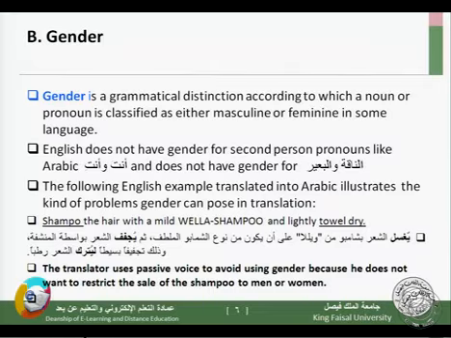And commercially, they want to sell the shampoo to men and women, you know, so they say shampoo the hair with a mild Wella shampoo and lightly towel dry. We don't know whether they are addressing women or men. Now look at how the Arabic translator translated it. Why? We will find out.